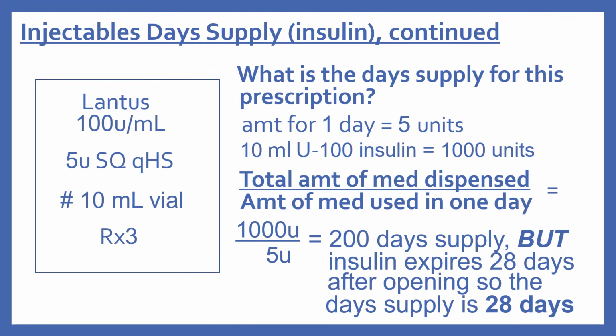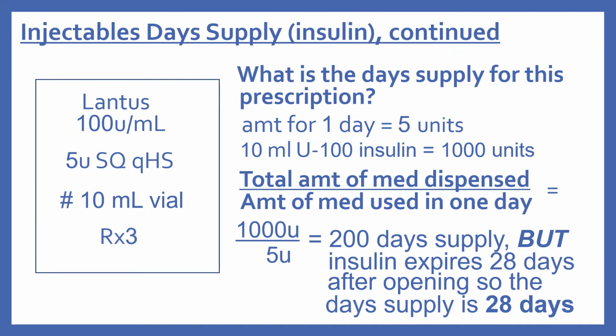So we'll look at a couple examples here. Lantus, 100 units per milliliter. 5U SQ QHS. That's 5 units subcutaneously, which is under the skin, every night at bedtime. Dispense a 10 milliliter vial, refill times 3. So what is the day's supply for this prescription?